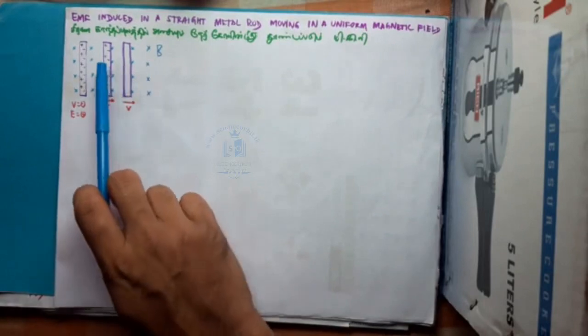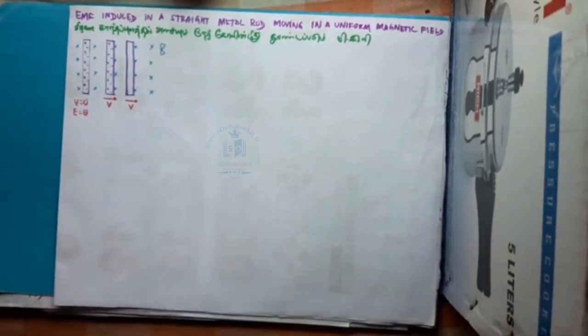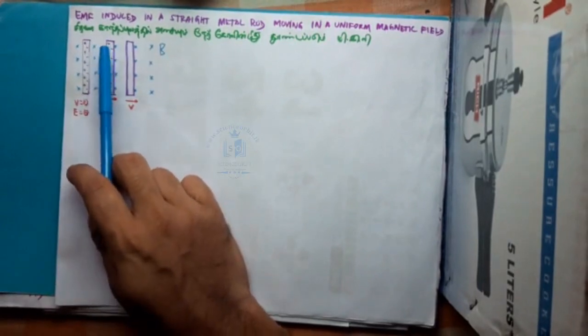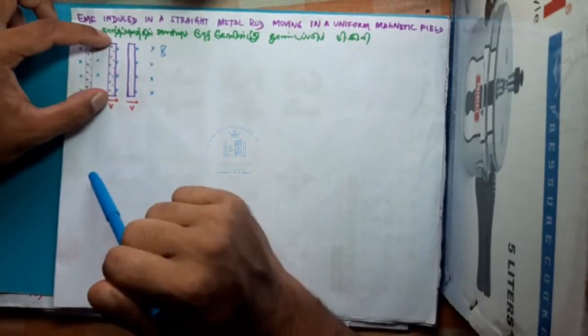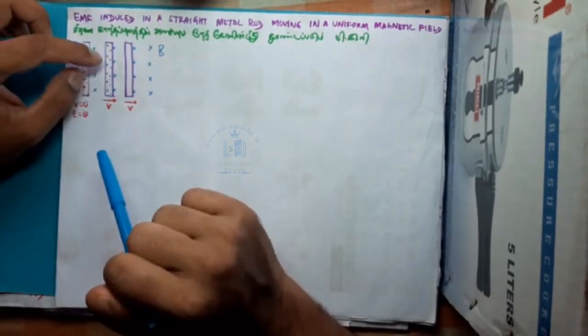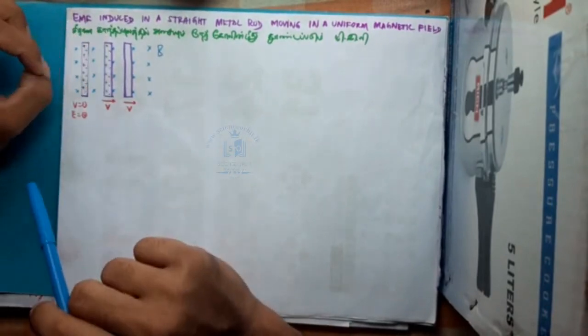Okay, so when the charges are moving in a magnetic field, now positive charges are also moving, but the problem is positive charges can't move. They are fixed inside a metal rod, but these negative charges, in other words the mobile electrons, have the ability of moving if a force is exerted on them.